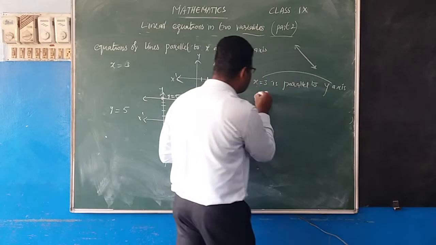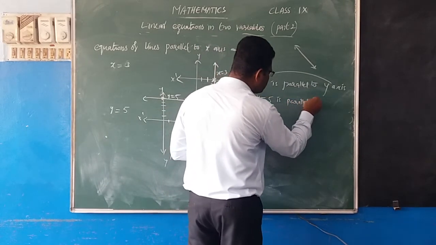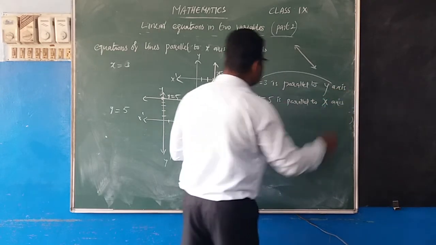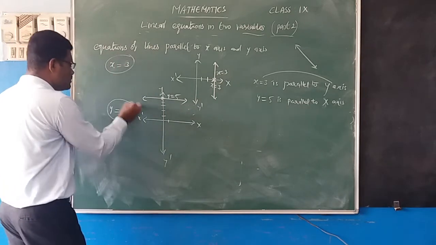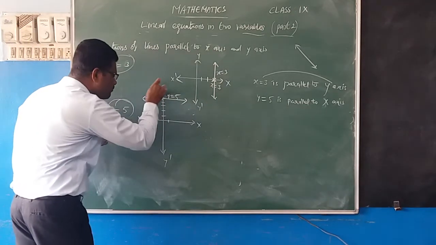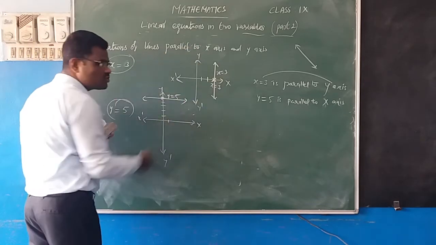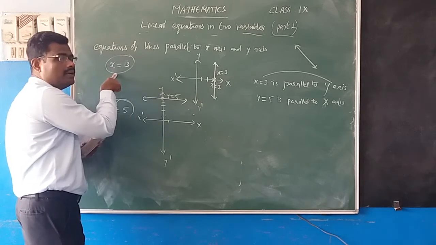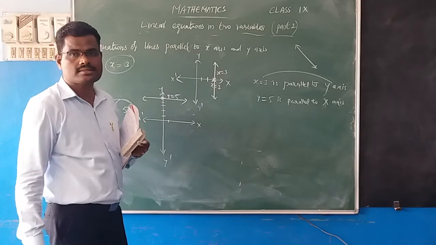Quite well done. y is equal to 5 is parallel to the x-axis. See the statement: equations of lines parallel to the x-axis and y-axis. Means if x is equal to 3, the x coordinate is given, then it is parallel to the y-axis.